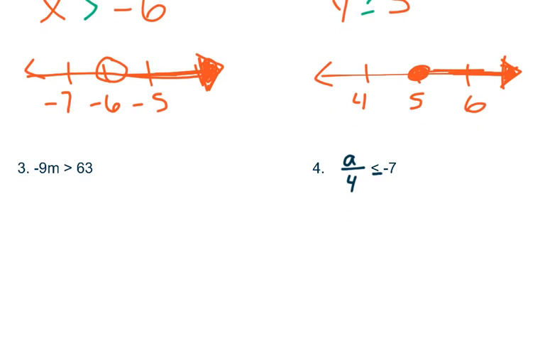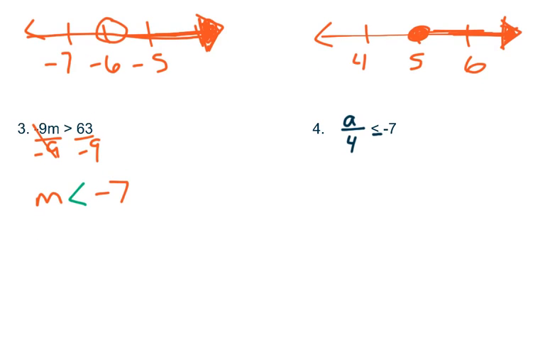Number 3, negative 9m is greater than 63. I've got m, and I'm multiplying it by negative 9, so to undo multiplying, I've got to divide both sides by negative 9. The 9's cancel. 63 divided by negative 9 is negative 7. And again, multiplying or dividing by a negative, so my inequality sign changes direction. It was greater than, it is now less than.